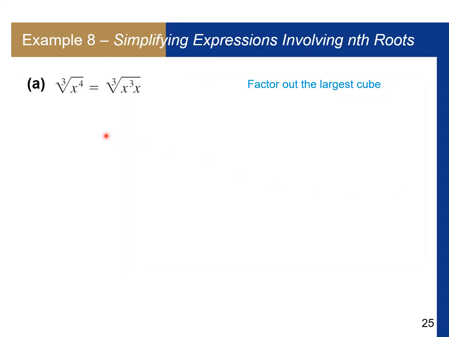Here I have the cube root of x to the 4th. Now, since this is a cube root, I need to have at least 3 for 1 to come out. So I can group them in 3s underneath. This tells me that 1 x will come out on the outside, and I will still have 1 x left over on the inside.